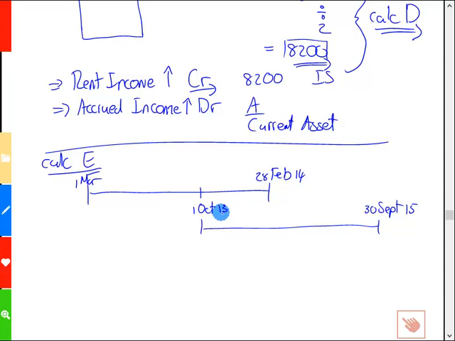Is that right? No, that's not right. That should be 2014. Okay, so now they say we've paid 8,880, but that relates to this period. So how much of this period relates to my financial year? Only this section from 1 October till 28 February.